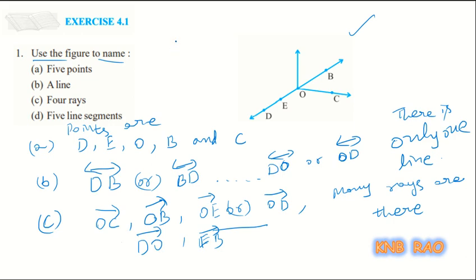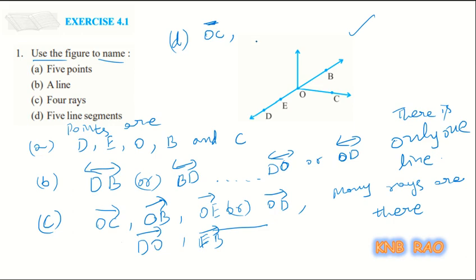Now, coming to the D, 5 line segments. See children, here in this OC ray, if I do not consider extension towards C, if I take only up to C, that is a part of the ray only. OC is a line segment which is part of the ray OC.